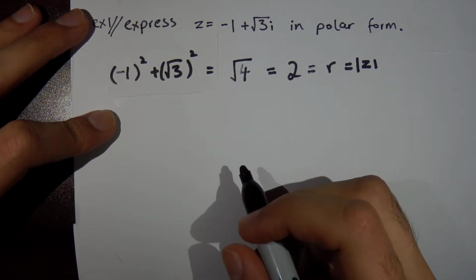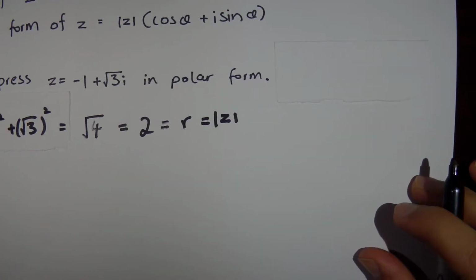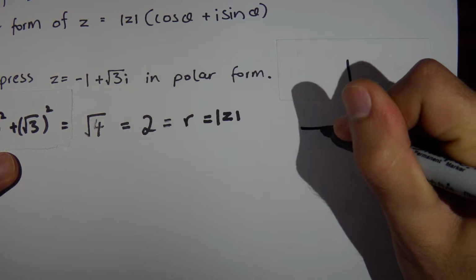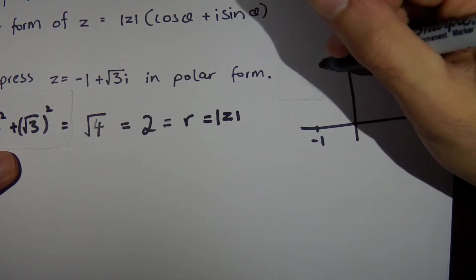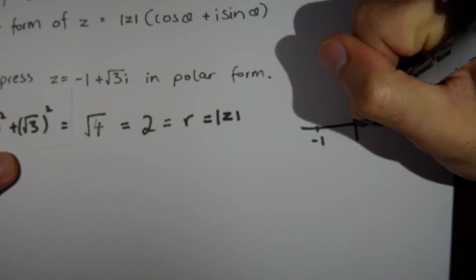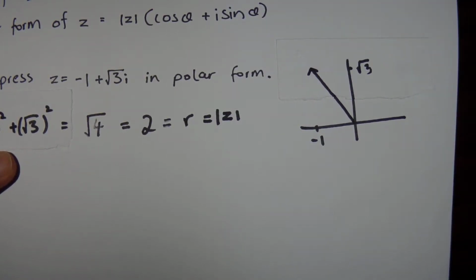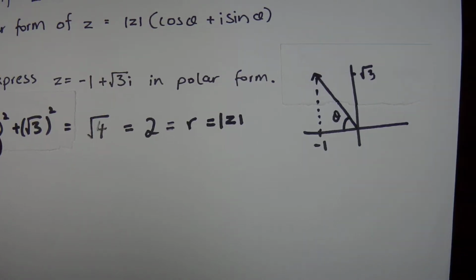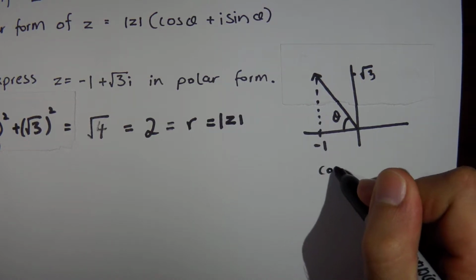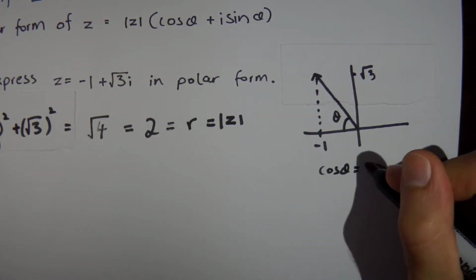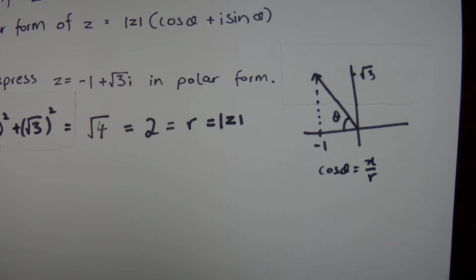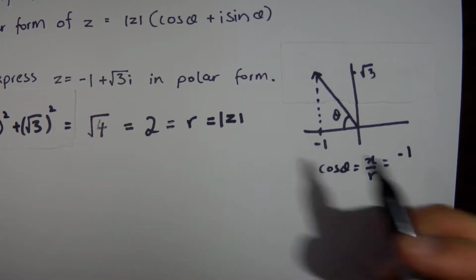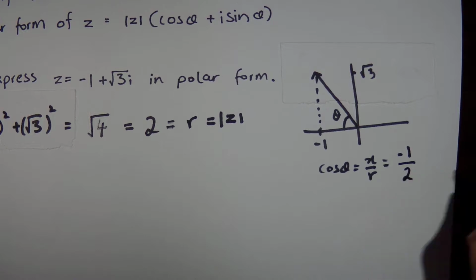Let's graph our complex number down to the side over here. We have -1 on the x component. So there's -1, and we go radical 3 up. Radical 3, right there. The angle we're trying to find, of course, is right here. So we know that cos of theta is equal to x over r in any Pythagorean theorem triangle, which in this case is equal to -1 over 2.